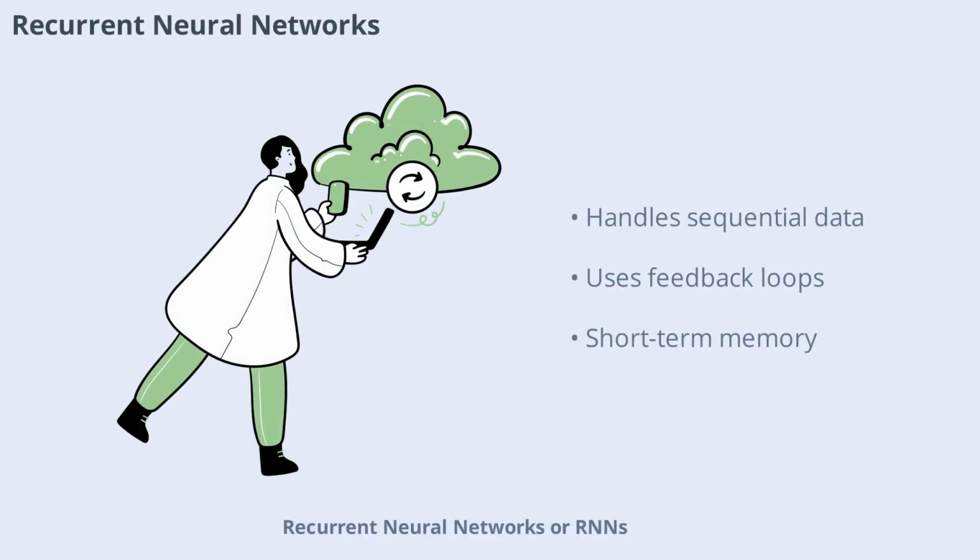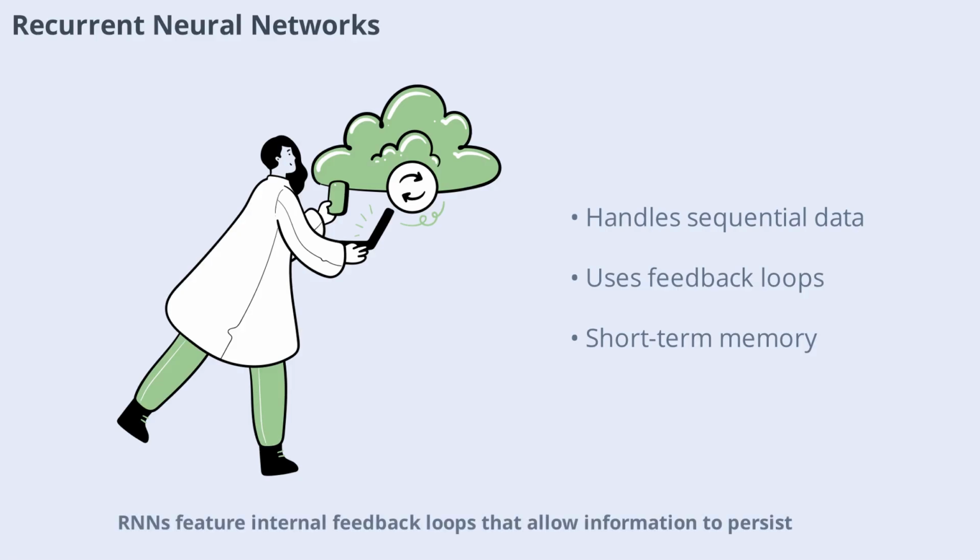Recurrent neural networks, or RNNs, are built for sequential data where order matters, such as sentences or time series information. Unlike traditional networks, RNNs feature internal feedback loops that allow information to persist, giving the network a short-term memory of what came before. This makes RNNs ideal for tasks like language modeling, speech recognition, and predicting stock prices. Their ability to handle sequences sets them apart from other architectures.